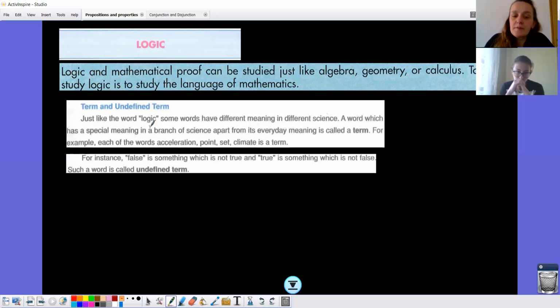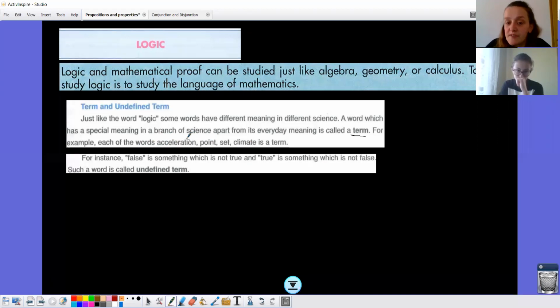And here I will give some definitions, okay? To understand them after this, we'll study what a term and an undefined term mean. You know them by their word meaning. As you see here, it's written, just like the word logic, some words have different meanings in different sciences. A word which has a special meaning in a branch of science, apart from its everyday meaning, is called a term, okay? For example, each of the words acceleration, point, sand, climate is a term.